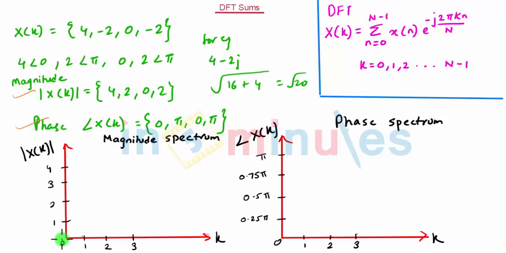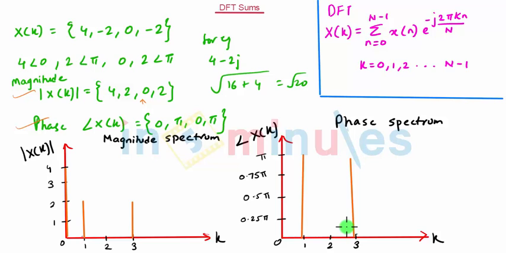So the value of magnitude spectrum at the point 0 turns out to be 4. For 1, the magnitude is 2. For 2, the magnitude is 0. And for 3, the magnitude is 2. Again, for plotting the phase spectrum, we will refer to the phase values, that is the angle of x of k. For point 0, the value is 0. For point 1, the value is pi. For 2, the value is 0. And for again the 3, the value turns out to be pi.